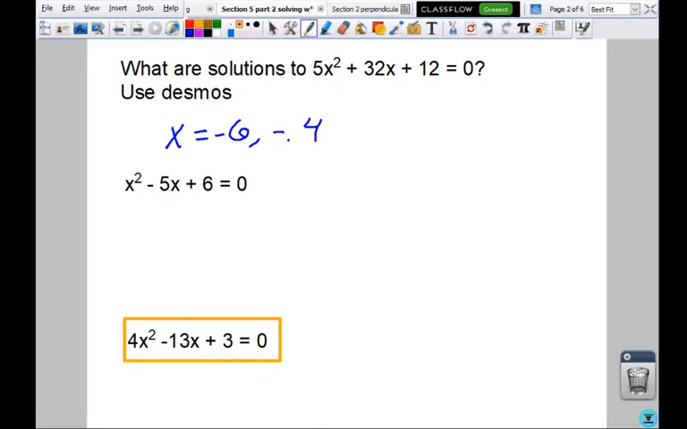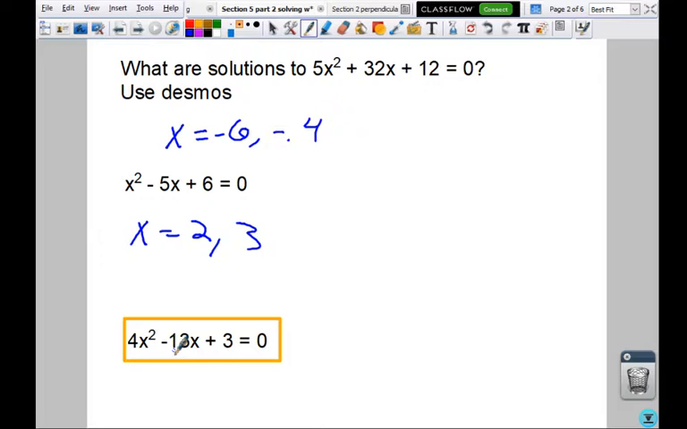So we're going to go x squared minus 5x plus 6 equals 0. It's really easy. Over here, I'll get rid of these objects so I can find my graph. They're right here. So my two answers are 2 and 3. So I get x equals 2 and 3. Those are my two answers. Alright, we're done with this.